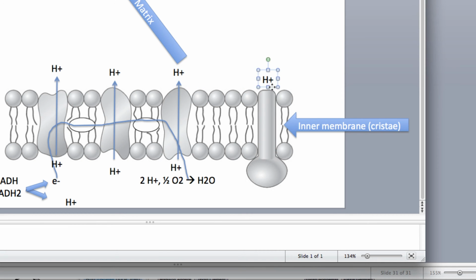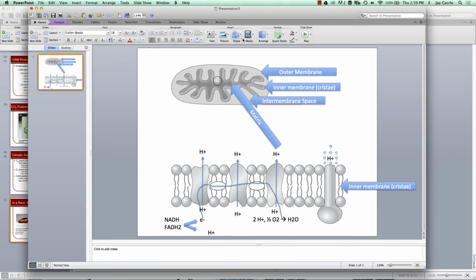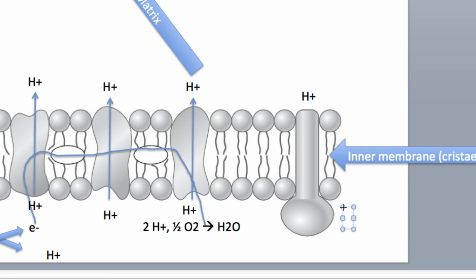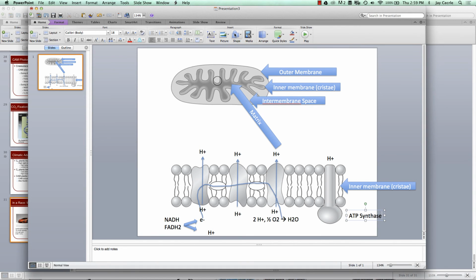Okay, these H+, they're going to move through this thing. Anyone remember what this thing is called? Looks like a mushroom. Makes ATP. ATP synthase. And I'm going to grab an arrow again, but this time it's going to be going the opposite direction as the other ones.